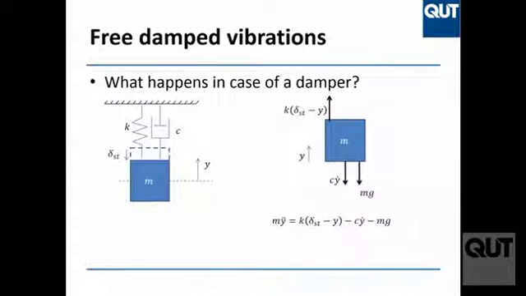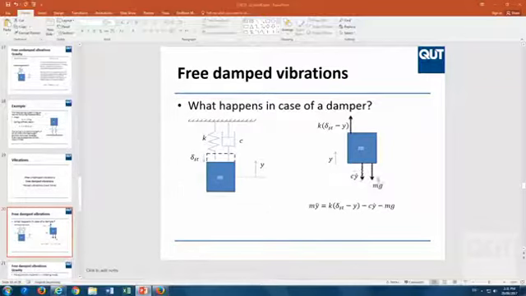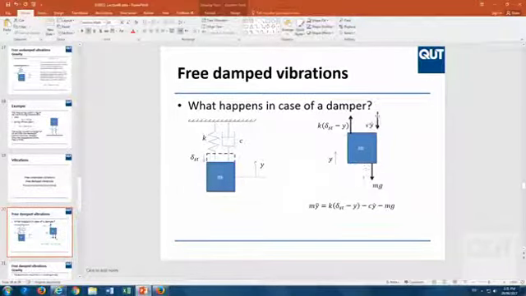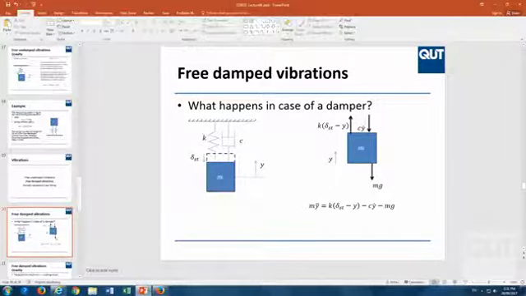So what happens in case of a damper? When I have a damper, I do again the free body diagram. Well, this force doesn't change, same as before. This force doesn't change, same as before. I have an additional force given by the damper, and that is C y dot in the direction towards the center of the damper. I'll put it up there, otherwise I confuse you. Okay, I'll put it where the damper is.